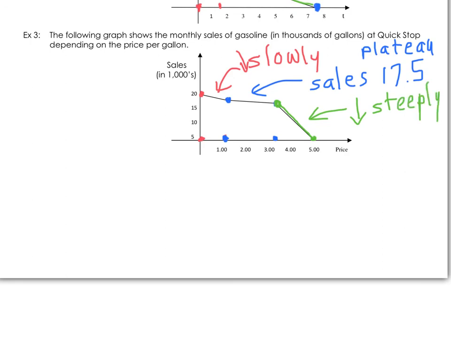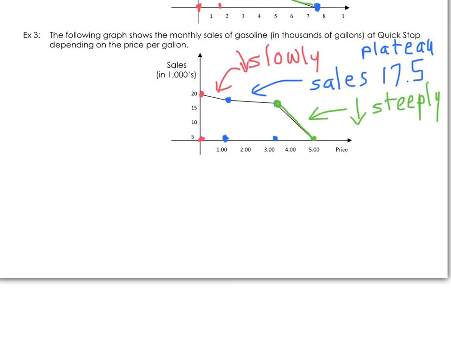Now let's see if we can put this in English. You've got the price of gasoline. If it's $0, if you're giving it away for free, you're only going to be able to give away 20,000 gallons of gasoline. As the price goes up to $1, people still want it. You can still sell almost 20,000 gallons. It goes down a little bit, but not by much. Really, people are willing to buy the gas at about the same rate up until you get $3.25.